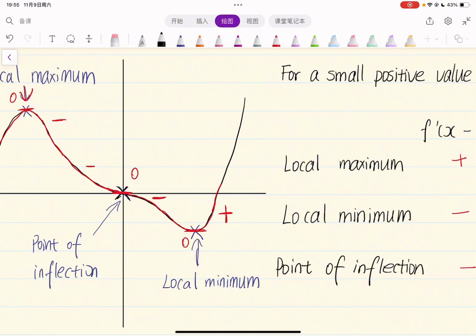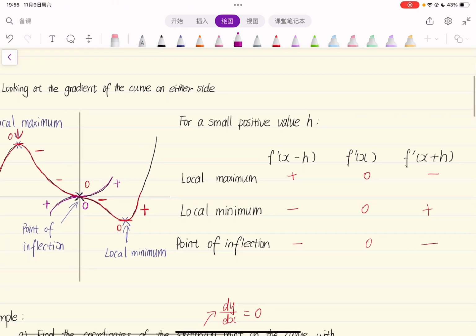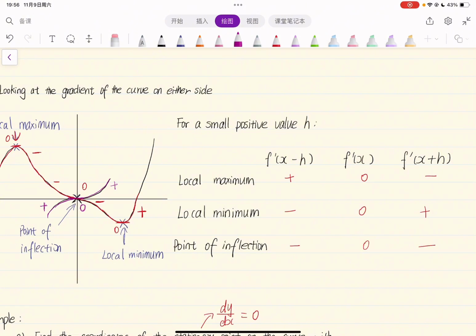Also, if we have a curve that looks like this, we can see as we go along the curve, it has a positive gradient. And then we reach the point of inflection, it has gradient 0. Continue moving, we have the positive gradient. So there are two situations for the point of inflection. We have positive gradient, and then 0 gradient, and then a positive gradient.